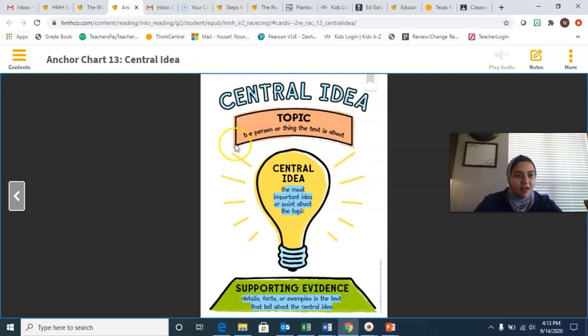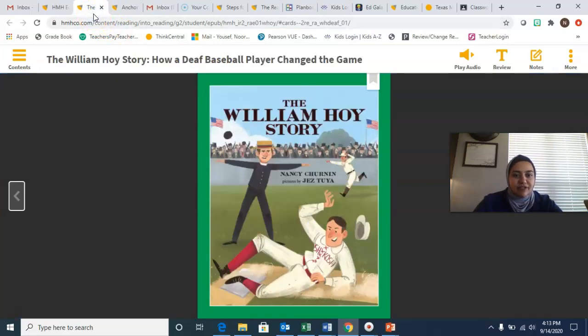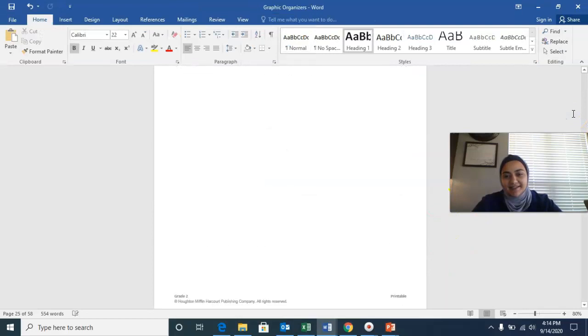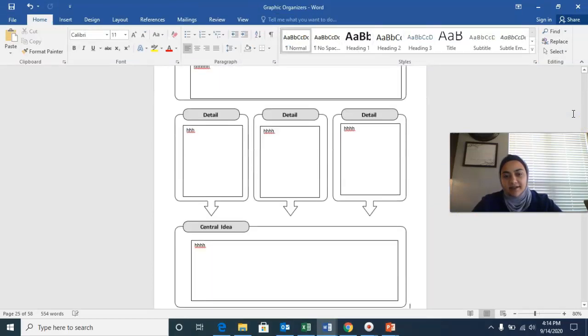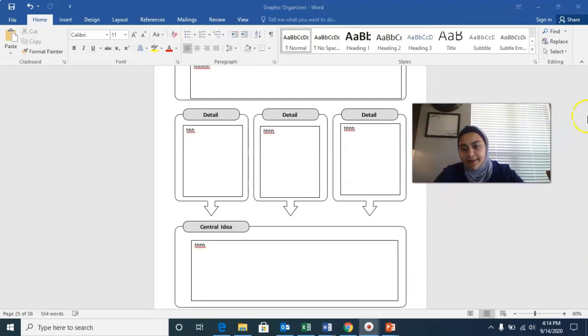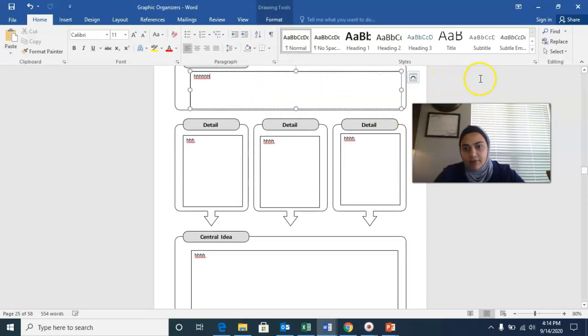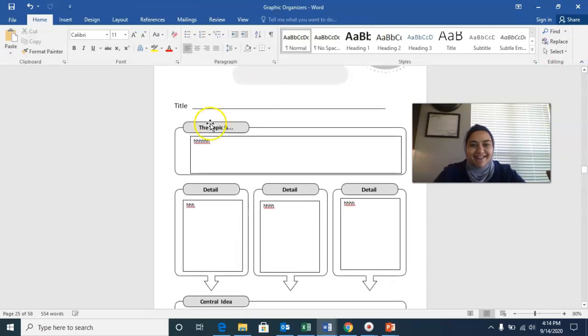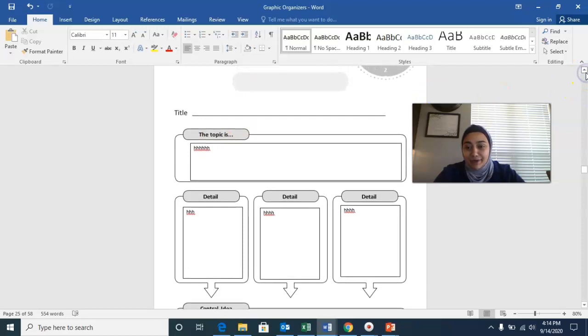Okay? So today we're going to read this story. It's called the William Hoy story. While we read the story, we are going to refer back to our graphic organizer, which looks like this. Oops, that's not good. Oh, there it is. Let's see if it'll let me move up just a little bit without messing everything up. Okay, there we go.